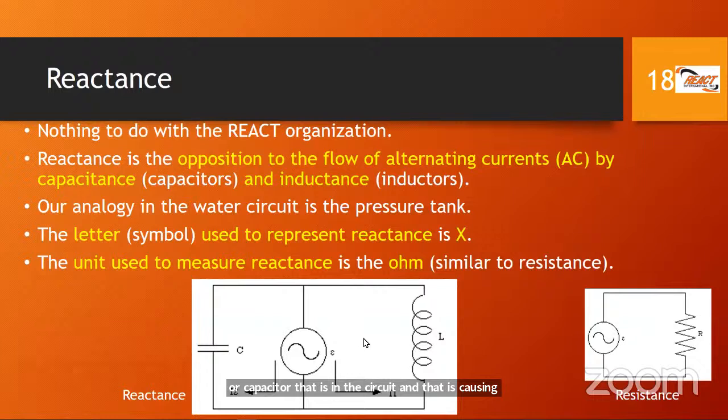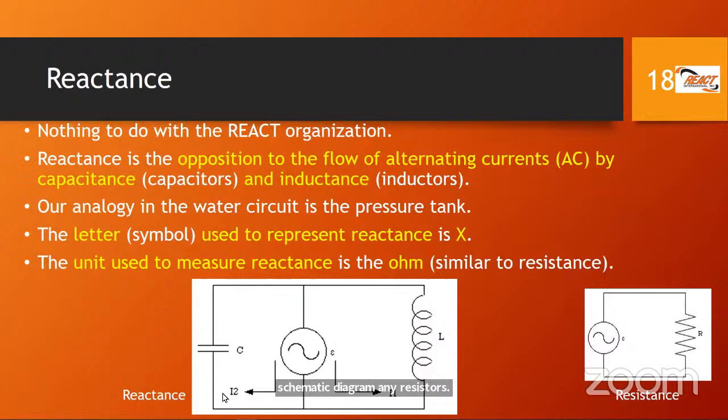We call it reactance because it's alternating current, and capacitance is causing the slowdown or the pushback, and inductance is causing the slowdown or the pushback in that alternating circuit. Notice we have not put into the schematic diagram any resistors. This is a resistor here, but we don't have any.